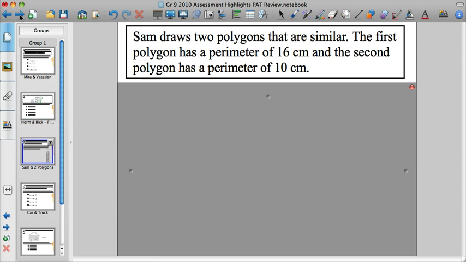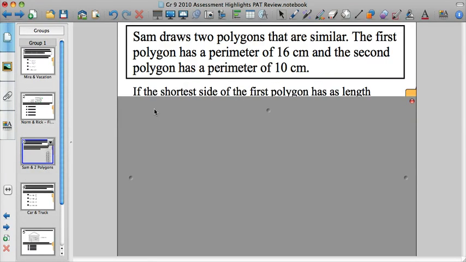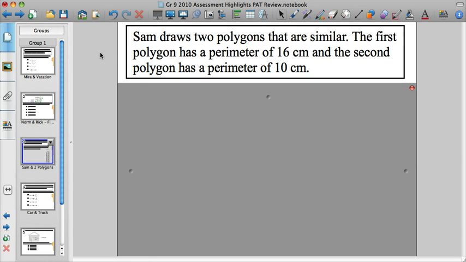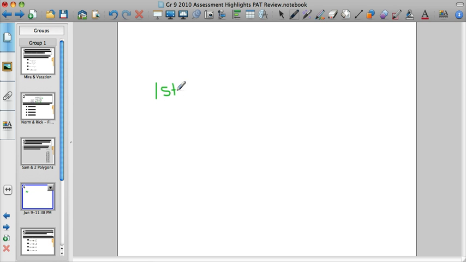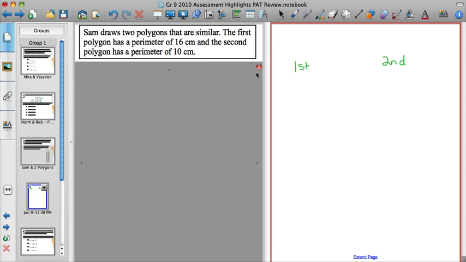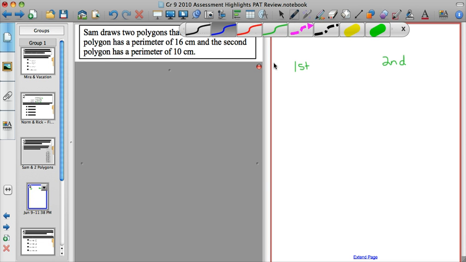The last one I wanted to show you in this podcast is a numerical response. So here's an example of similar polygons. We know that the first polygon has a perimeter of 16 centimeters and the second has a perimeter of 10. So you may want to, even before you get here, add a page and write in first polygon, second polygon, and you could even go to dual page display and then put in something like this.